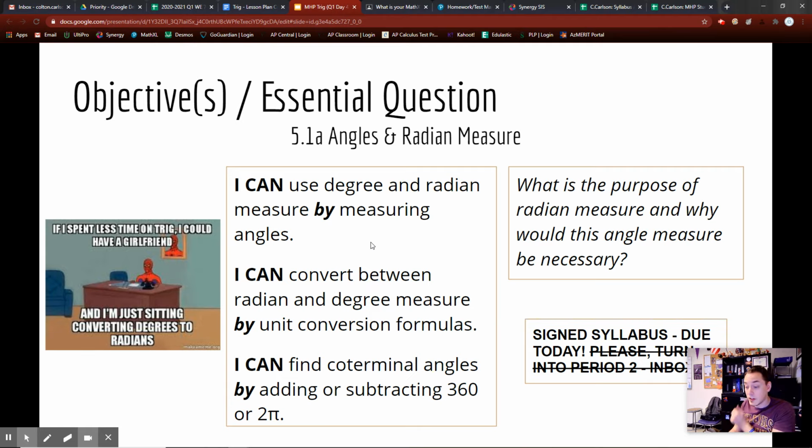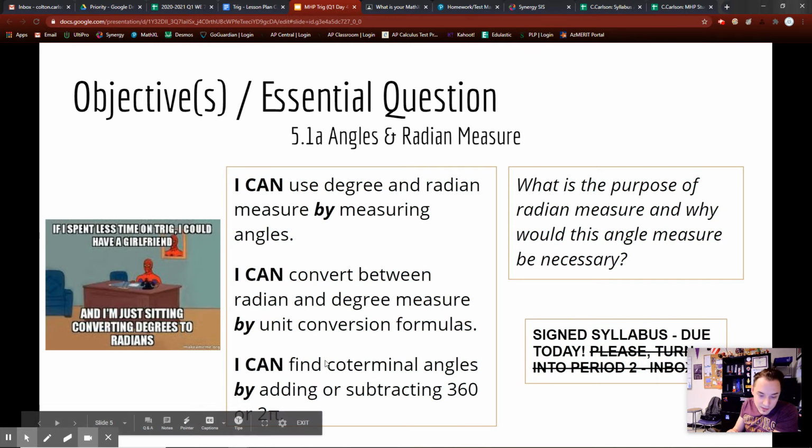You should be having your notes out and writing down the essential question here. That is the question mark one, the one that's italicized. This is your essential question. Make sure you write it down. Here are my objectives. I can use degree and radian measure by measuring angles. Hopefully you'll learn how to do that at the end of the lesson. I can convert between radian and degree measure by unit conversion formulas. Yes, I can find coterminal angles by adding and subtracting 360. We will learn all of that, plus additional stuff, in this lesson.